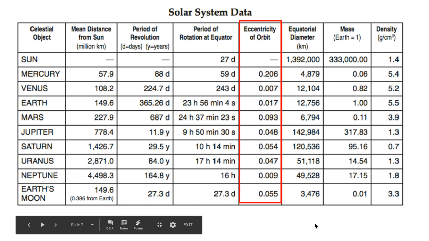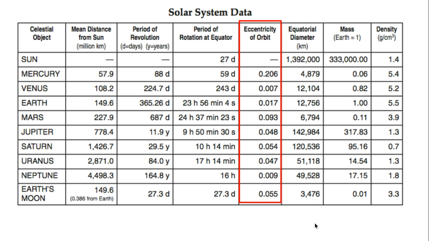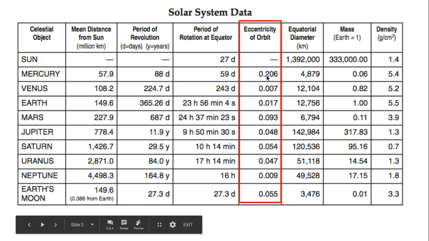The eccentricity of orbit. Remember, if the number is greater, that means that the orbit is more elliptical. So Mercury has a very high eccentricity compared to the others. That means it has the most elliptical orbit.